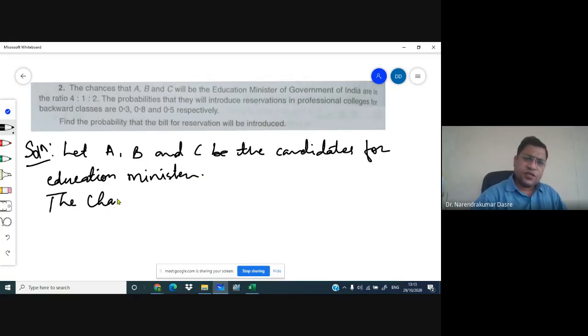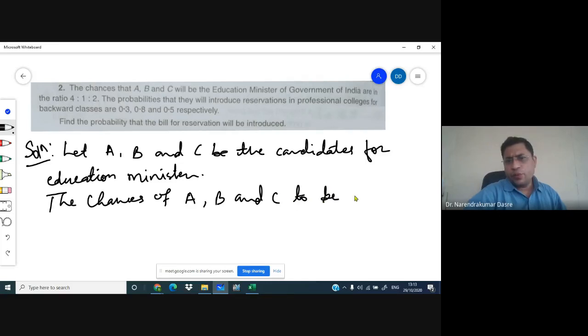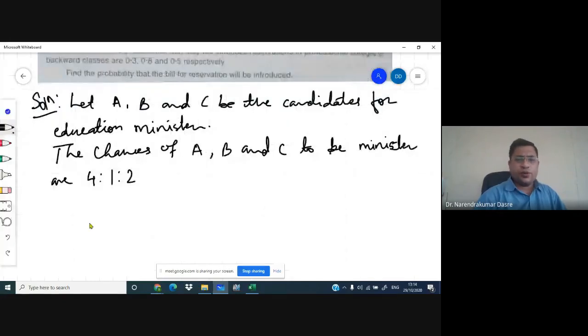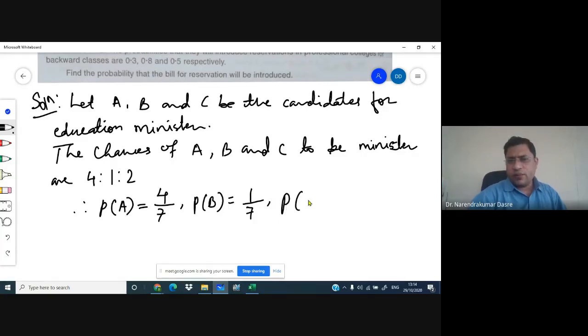What is given? The chances of A, B and C to be minister are 4 to 1 to 2. From these chances, how many in total? 7. So the probability of A to be the minister is 4 out of 7, the probability of B is 1 out of 7, and the probability of C is 2 by 7. These are the probabilities of the candidates A, B and C to be the minister.